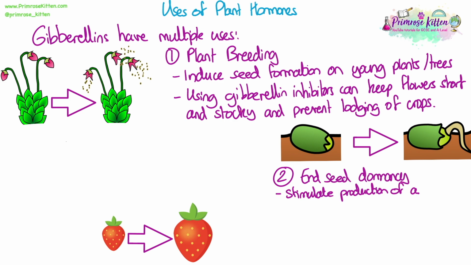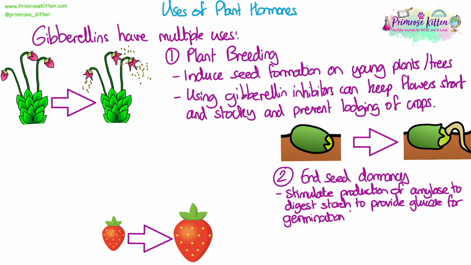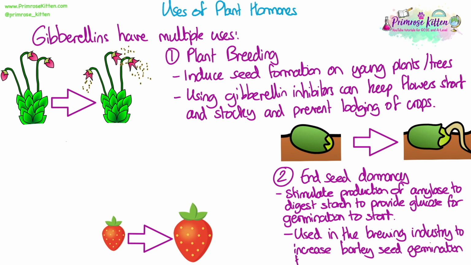Gibberellins can also be used to end seed dormancy. So when a seed gets wet for the first time, it will help release these gibberellins, and that can stimulate the production of amylase to digest starch, and that will release glucose so that the embryo has an energy store ready to start growing and germinating. And that happens naturally. But if you would like a seed to germinate faster than it would happen naturally, then you can use gibberellins to help speed that up. It's used in the brewing industry here to increase barley seed germination in order to make malt.